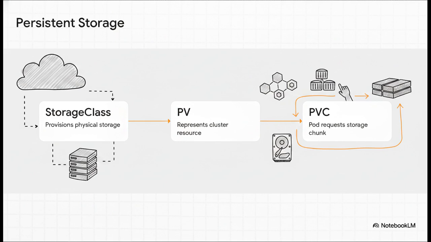Well, here's how Kubernetes gives those pods lasting memory in 3 simple steps. Step 1, a storage class dynamically provisions the physical storage. Step 2, a persistent volume, or PV, represents that physical storage as an actual cluster resource. And Step 3, a persistent volume claim, or PVC. This is basically an application pod raising its hand and requesting a specific chunk of that storage. This whole chain is exactly how you securely attach permanent data to a highly temporary pod.